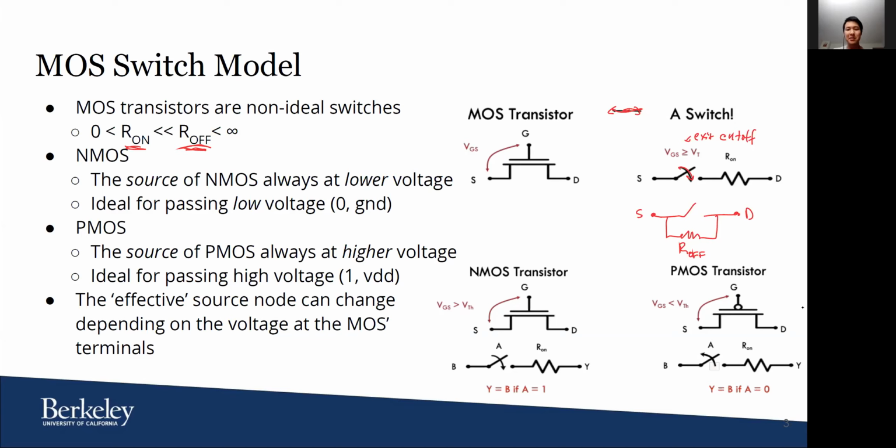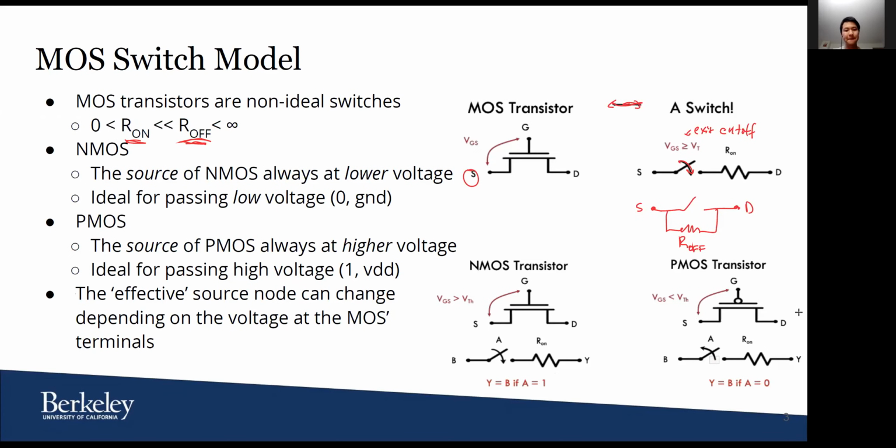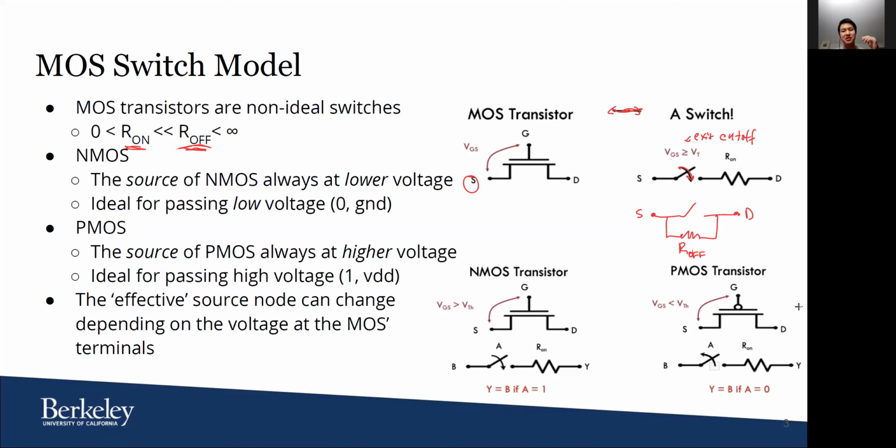Okay. Now for an NMOS, the source terminal of the NMOS should always be at a lower voltage than the gate or the drain, and that's what defines the NMOS being able to conduct current from drain to source. And the NMOS transistor, what you need to know is that it is ideal for passing a low voltage, which is 0 or the ground supply. Whereas the PMOS is opposite. The source of the PMOS has to be higher voltage, and it is ideal for passing ones or the VDD supply.